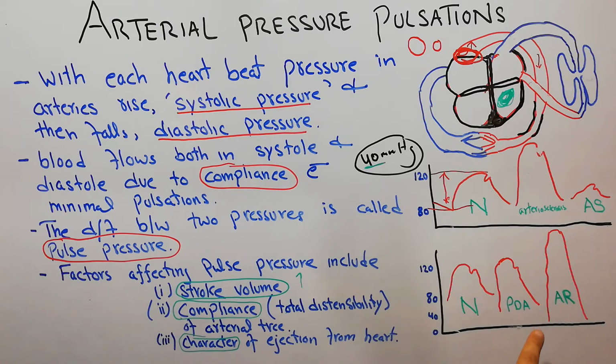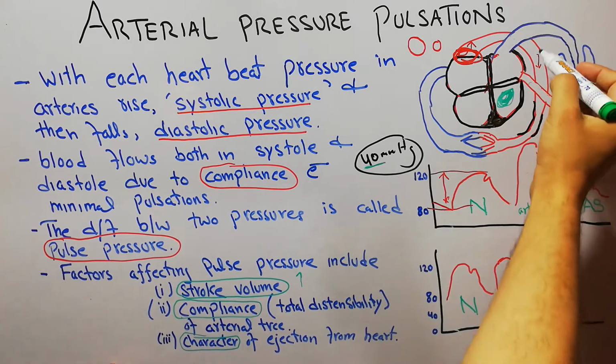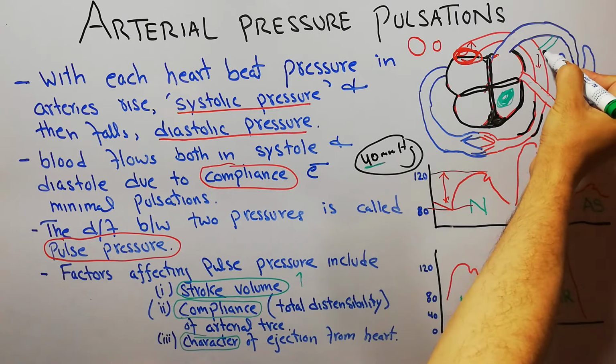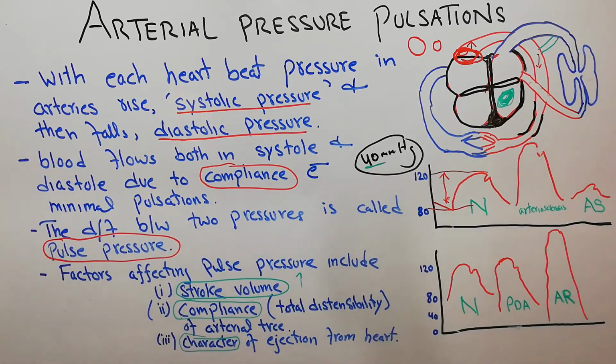Another condition that will affect the pulse pressure is PDA, or patent ductus arteriosus. In patent ductus arteriosus, there is an abnormal connection between the pulmonary artery and the aorta.